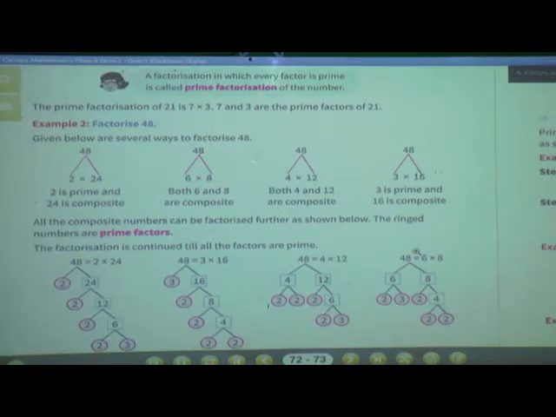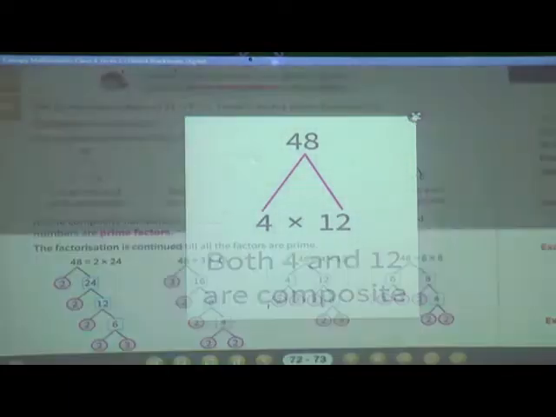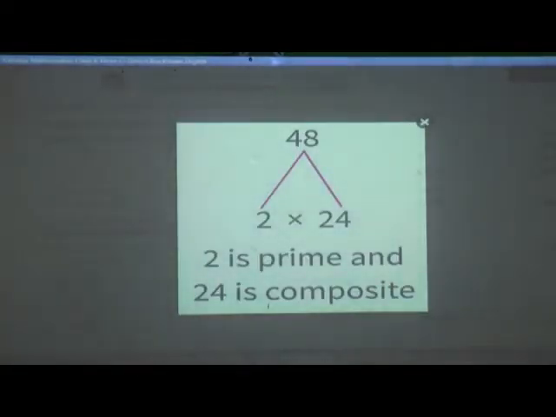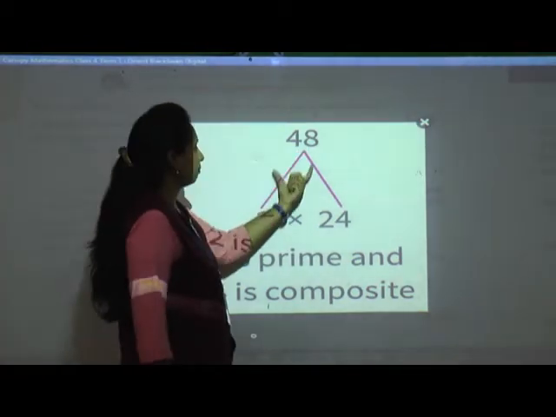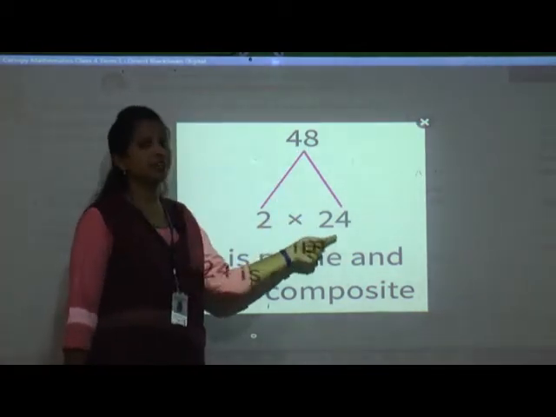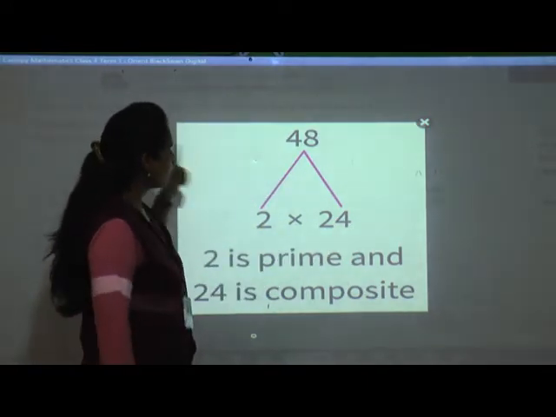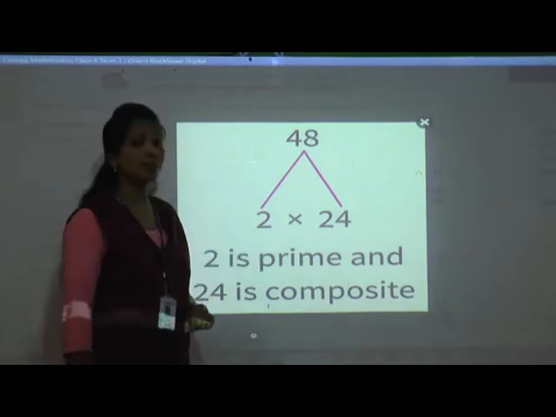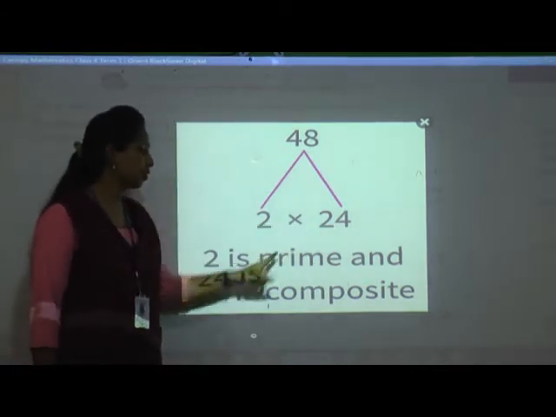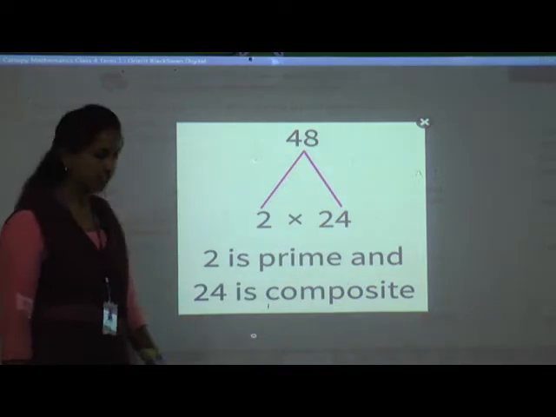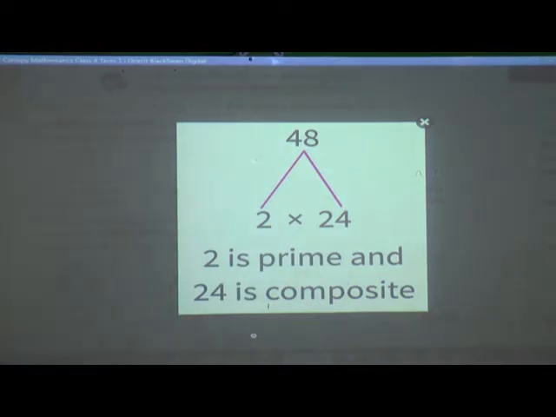Now we have to factorize 48. See, we can factorize this 48 in several ways. Okay, now first see, 48 can be split into 2 and 24, because 2 multiplied by 24 we get 48. So here 2 is what? 2 is a prime number, and 24 is what? Composite number, isn't it?